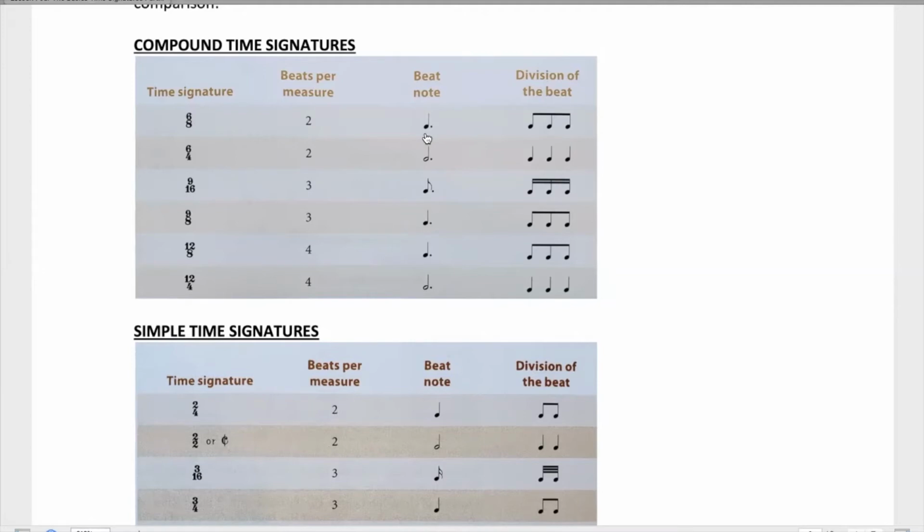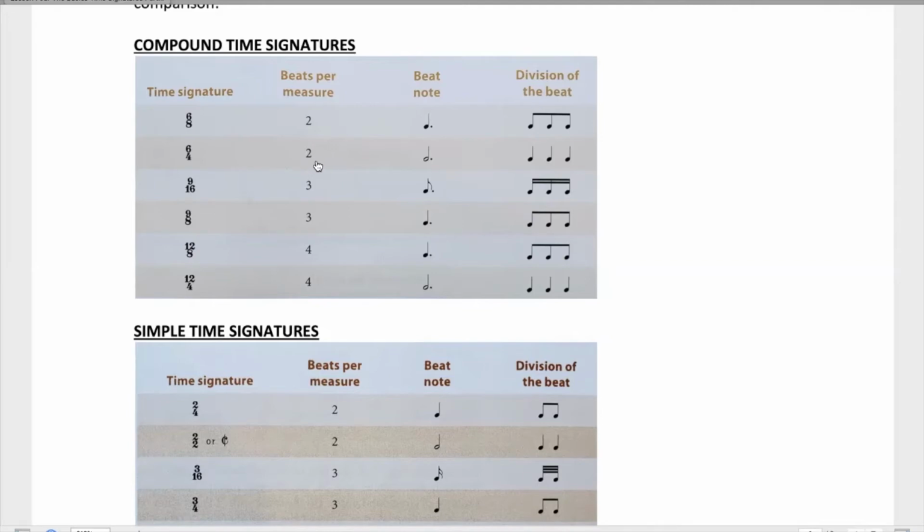The 3 is indicated here by a dotted quarter note because a dotted quarter note equals 1.5 beats. However, there are 3 eighth notes to a dotted quarter note. In 6/4 time, the unit of measurement is the quarter note, as in this 4. There are 6 quarter notes or beats per measure.